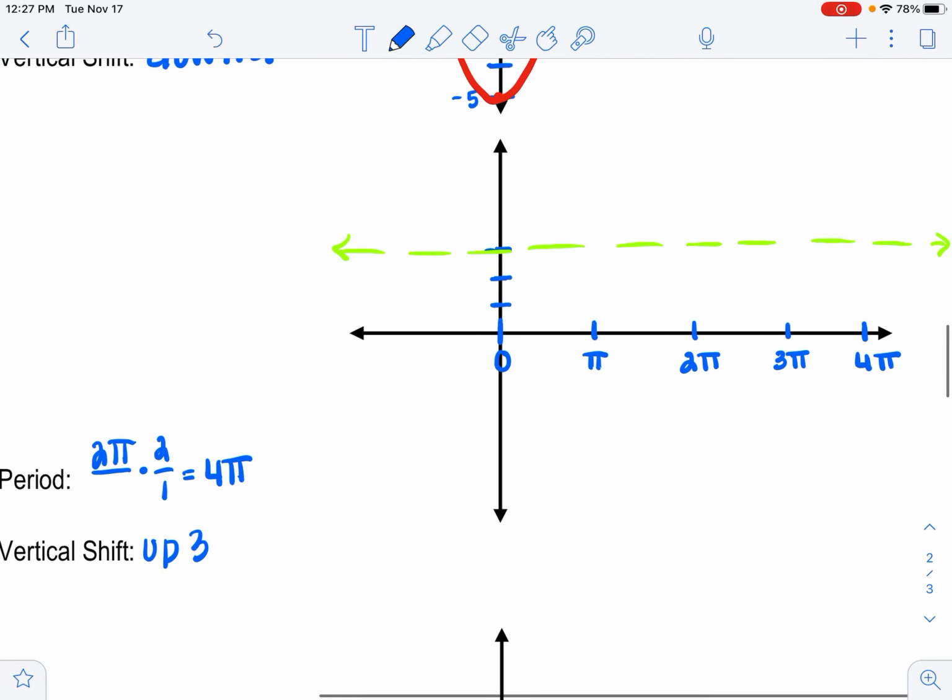Okay, so now my amplitude. My amplitude is 2, so that means I have to go 2 above, 1, 2, and then 2 below, 1, 2. Those tick marks are already there. All right, so the lowest my graph is going to go is 1. Make sure you realize that you're not going to go to 0. And the highest it goes is 2, 3, 4, 5, is at 5.